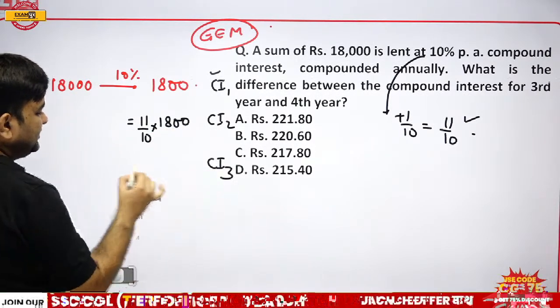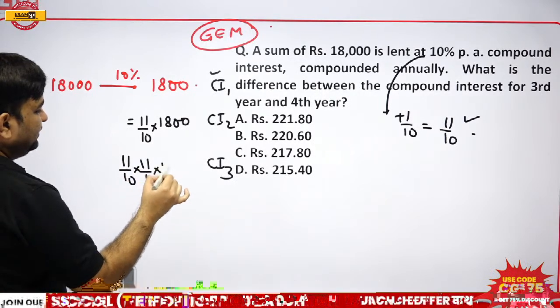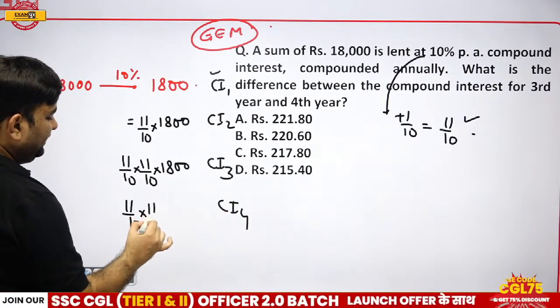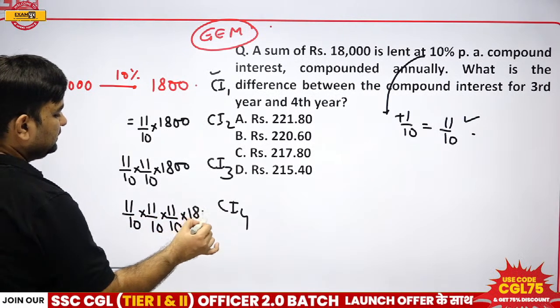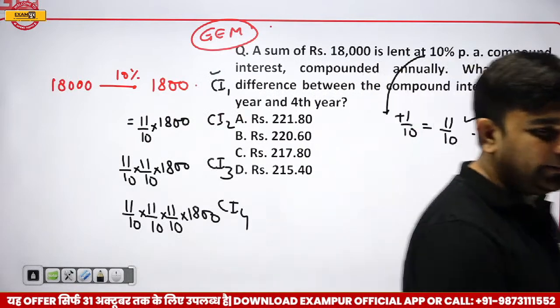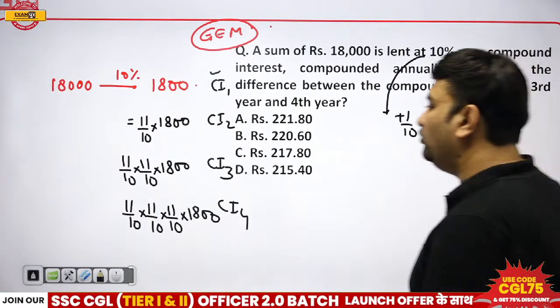CI for the third year is 11 by 10 of 1,800. And CI of the fourth year is 11 by 10 of 11 by 10 of 11 by 10 of 1,800. My dear, do you find it interesting? So for all the upcoming years, you can write down the CI.